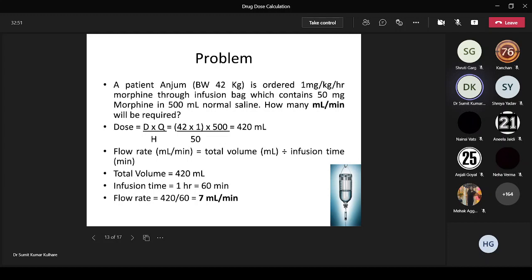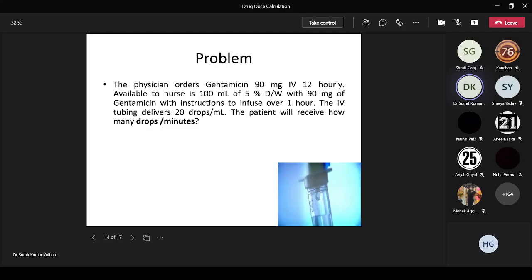So okay, solve this next question. The physician orders gentamicin 90 milligram intravenously 12 hourly. Okay, 12 hourly means after every 12 hours. It doesn't mean it has to be infused for 12 hours. Do not get confused.